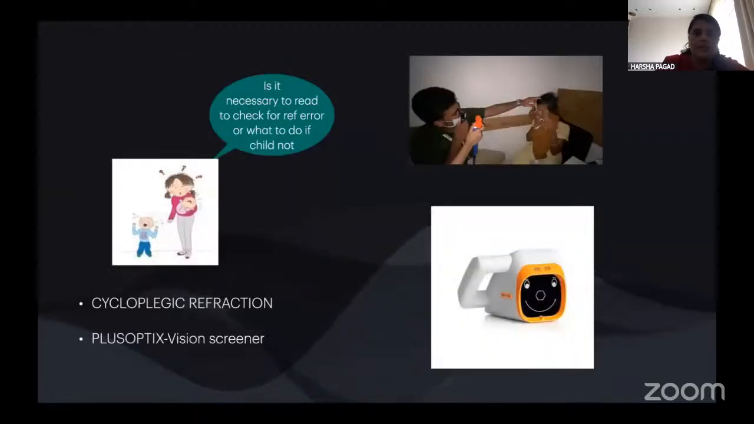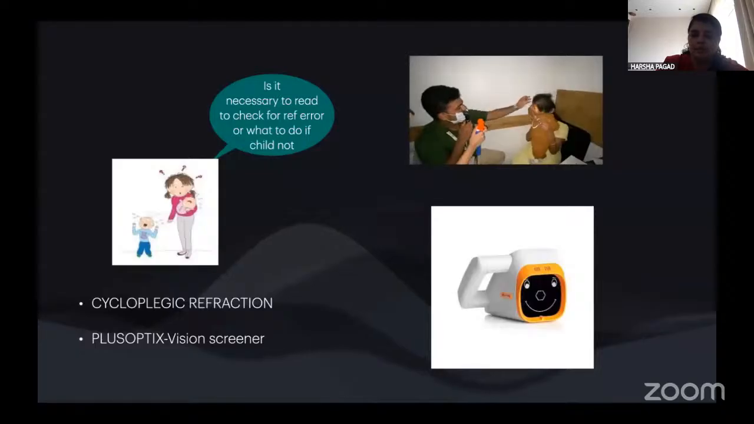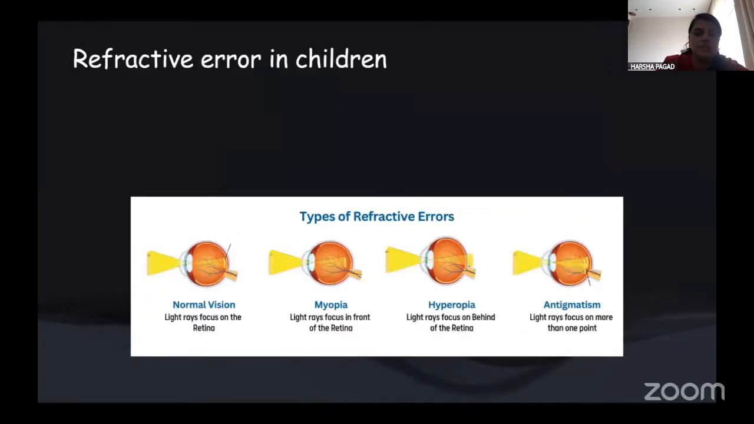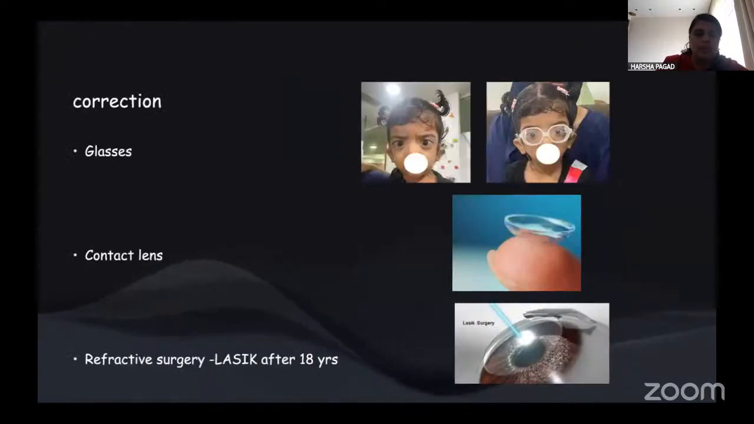So a dilated refraction is very essential. And sometimes we have the Plus Optix screener for screening. They are screeners which do not need dilatation. It creates some noise and the child looks at the machine and we can get the refractive error with the help of this. It's basically a tool for screening. So refractive errors, which my colleagues will be dealing with, would be myopia, hyperopia, or astigmatism, which could be corrected with the help of glasses or contact lenses. Refractive surgery is an option only after the age of 18 years.